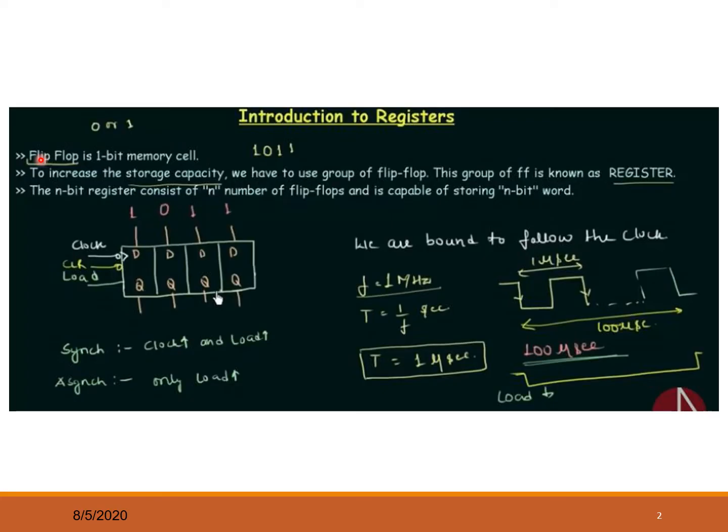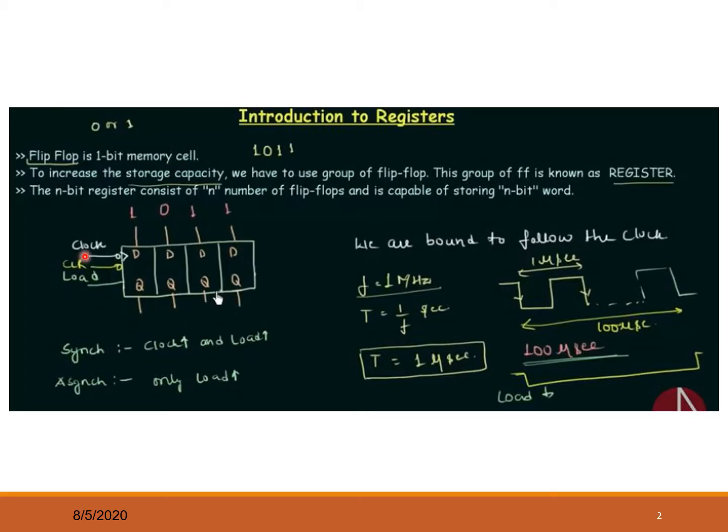Flip-flop is a 1-bit memory cell. To increase the storage capacity, we have to use a group of flip-flops. This group of flip-flops is known as a register. The n-bit register consists of n number of flip-flops and is capable of storing an n-bit word. So each can store either 0 or 1, right?